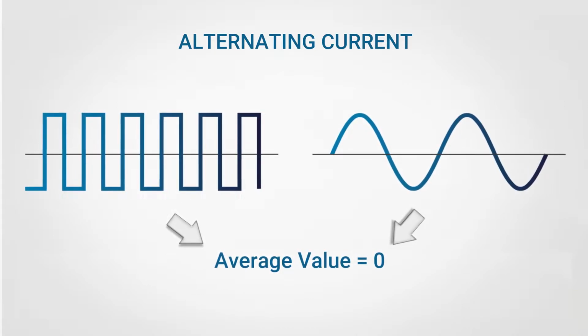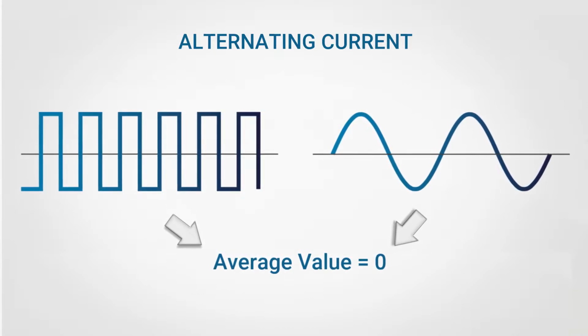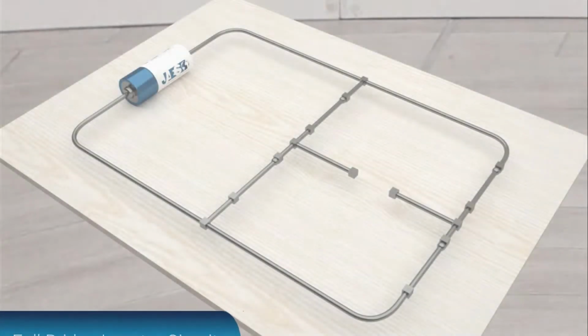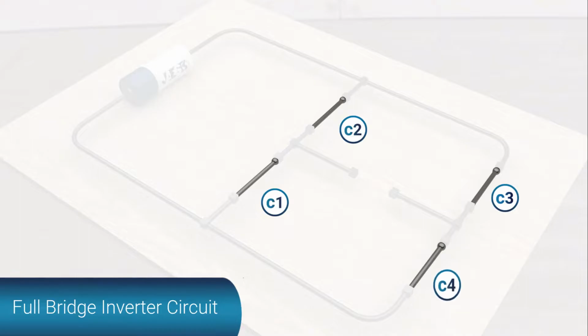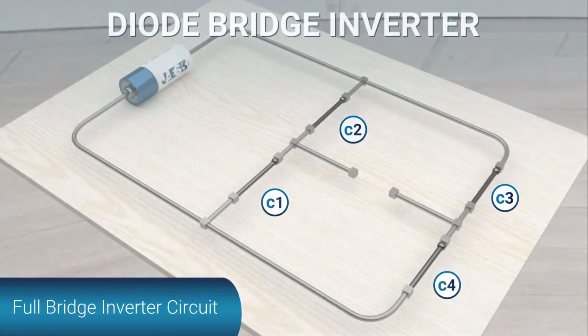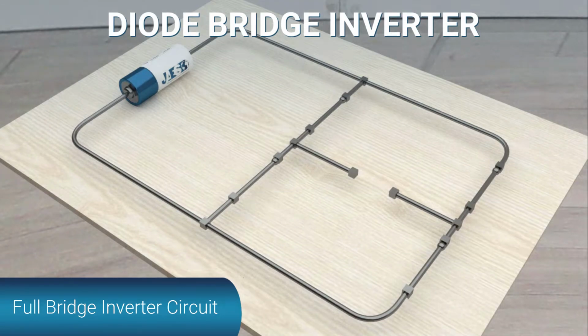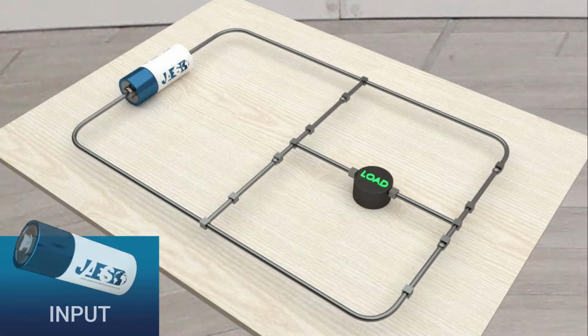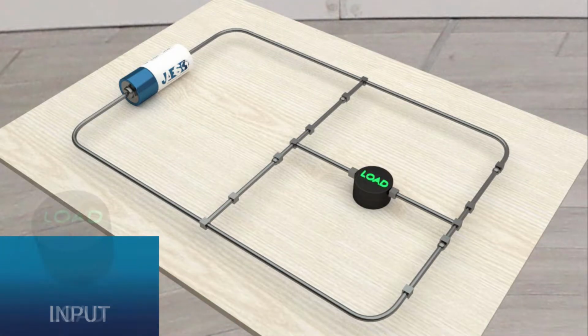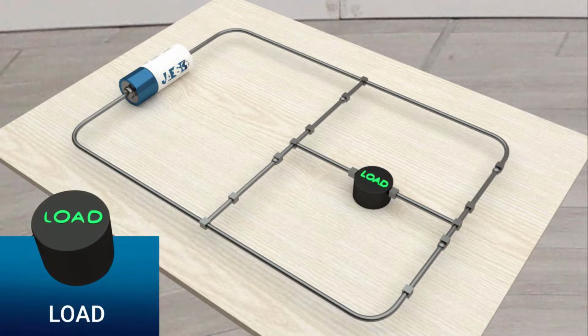Before proceeding with the construction of the sine wave, we see what a square wave looks like. In this 3D, we can see the reconstruction of a circuit with 4 switches and an electrical supply. This circuit is known as a diode bridge inverter. The output is represented between points A and B. In this case, the input is represented by a common battery, and this is the hypothetical load.